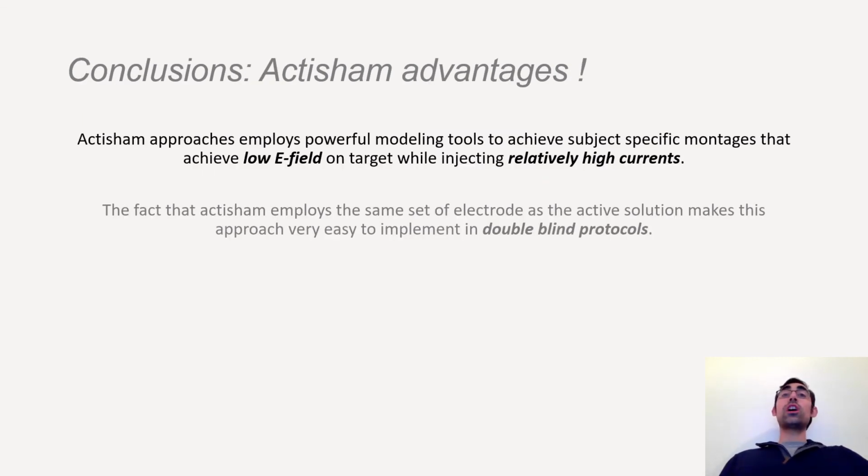So we've just shown that the actisham approach can be used to achieve a very low electric field on target, but still use currents that are relatively high, and therefore they will most likely generate some sort of sensory feedback from the subject. Since the montage in the actisham approach employs the same set of electrodes as the active montage, this approach is also very easy to integrate with double-blind protocols, so protocols in which both the subject and the operator don't know which type of stimulation is being done.